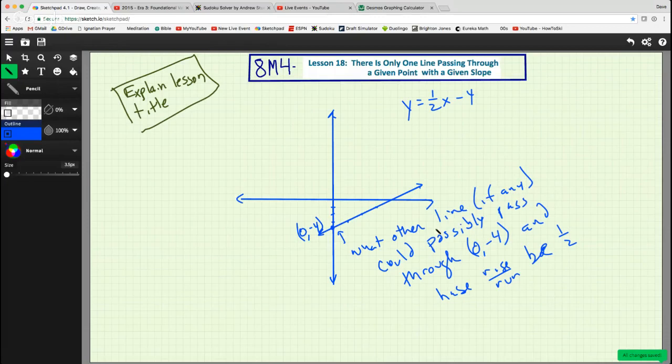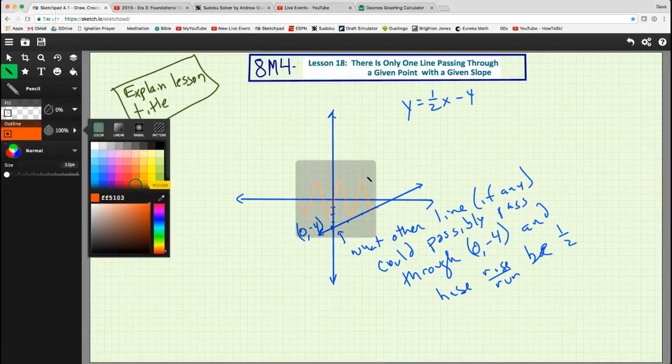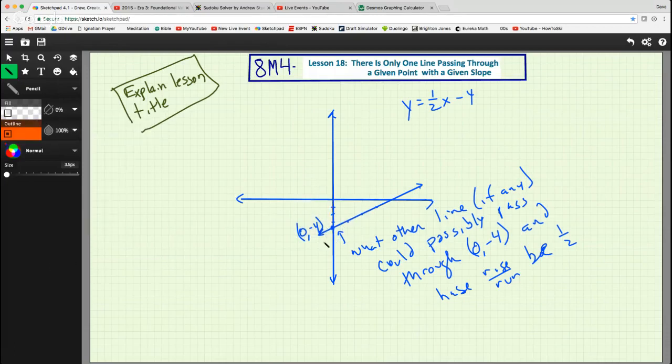But what other line, if any, could possibly pass through (0, -4)? It's got to go through this point and have rise over run be 1/2. So if a line instead was steeper and went through this point like this, it would have a steeper slope.